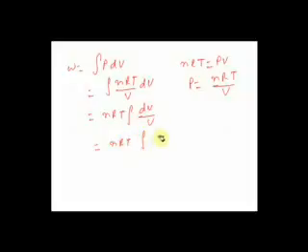So we can write it as nRT ln V from V1 to V2. So the work done is nRT ln (V2 by V1).